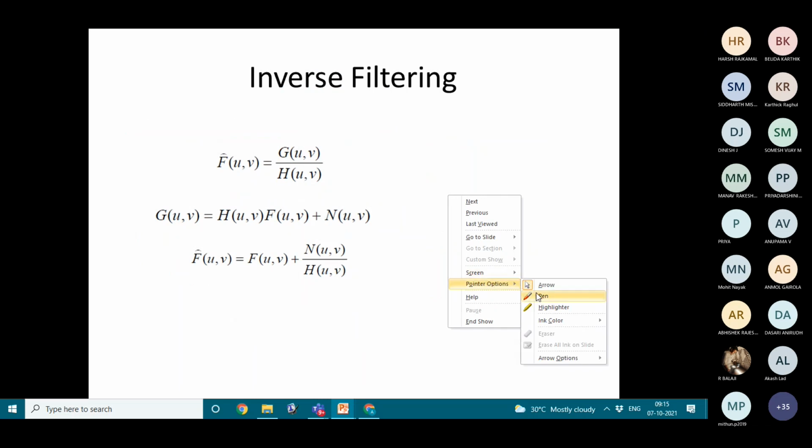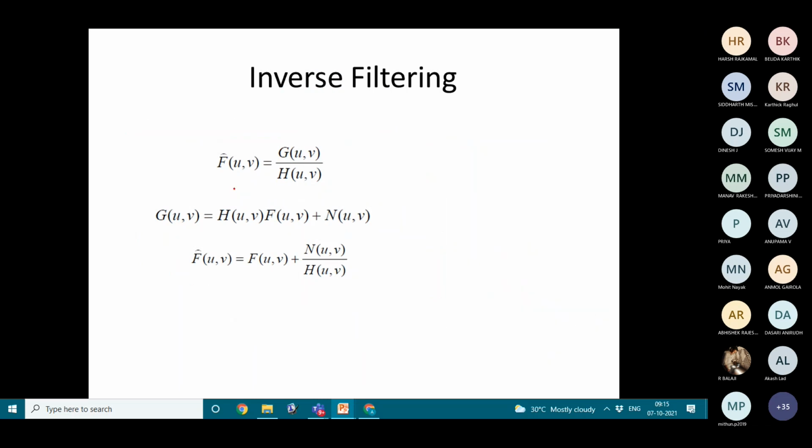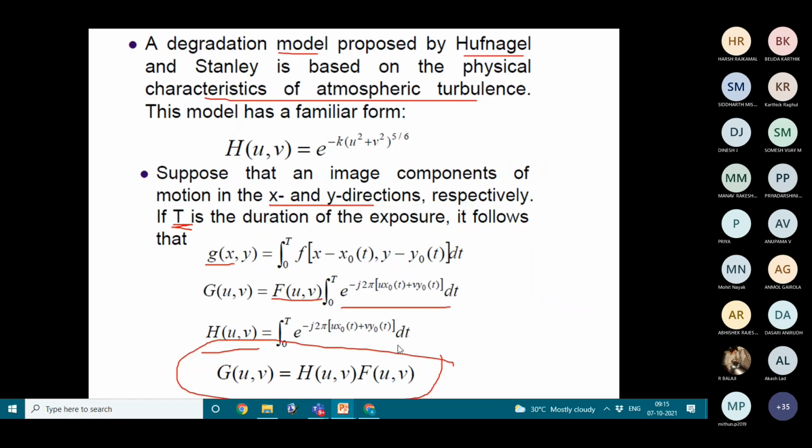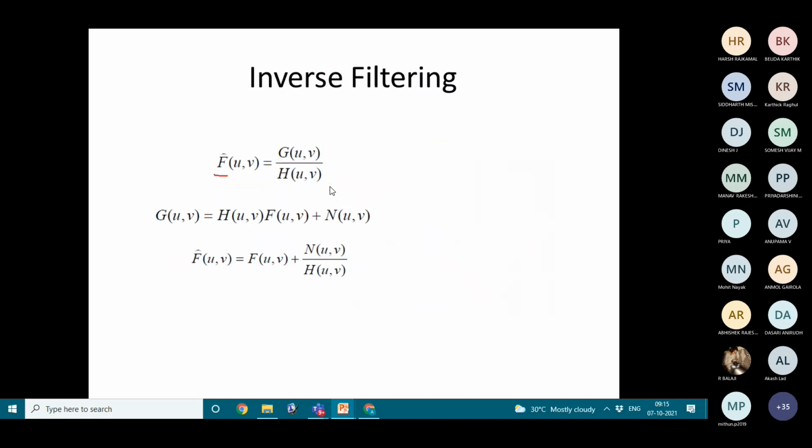Now coming to the inverse filtering. Here in inverse filtering, F cap is computed as G by H, because we have already seen it. F cap is nothing but the processed image. So F cap is G by H, and G can be computed as HF plus N, because F is the original image, H is the degradation that has happened, and capital N is the noise. So this was the actual degradation function.